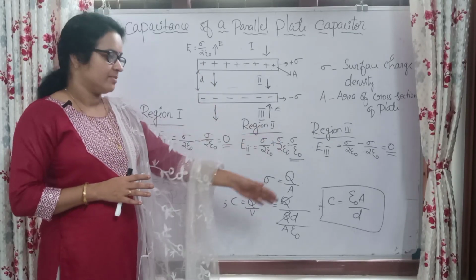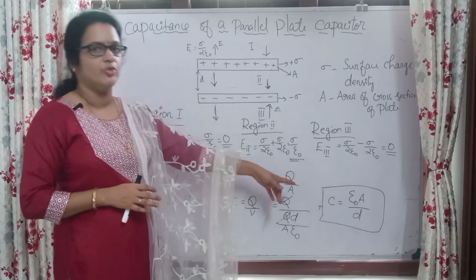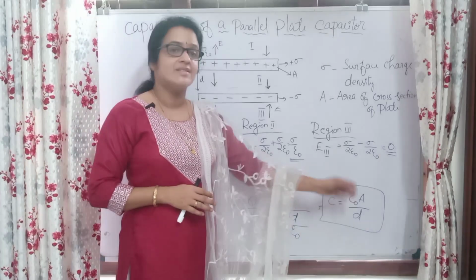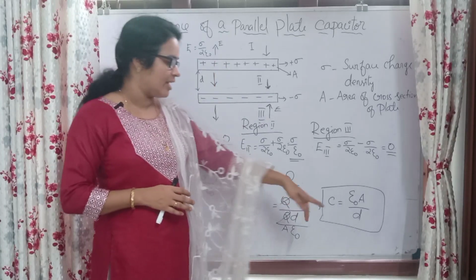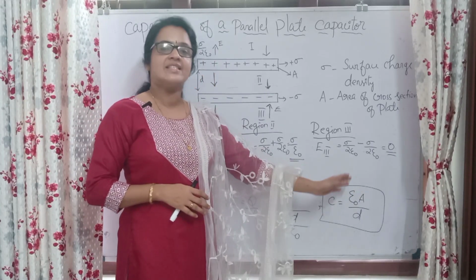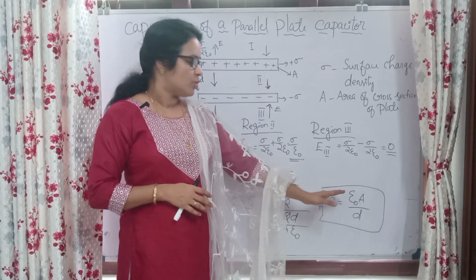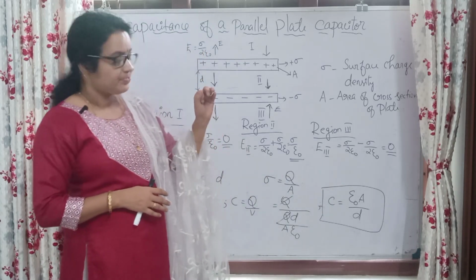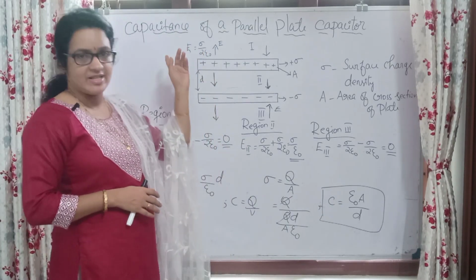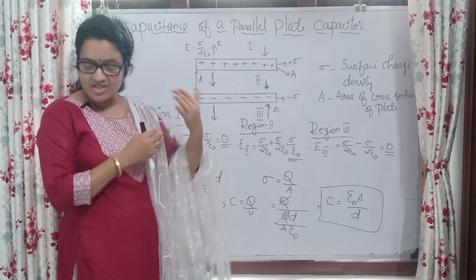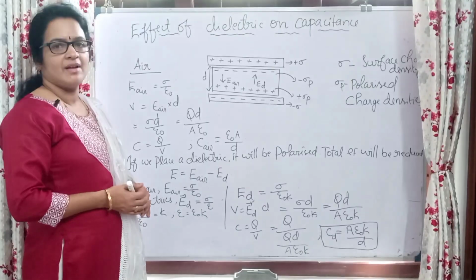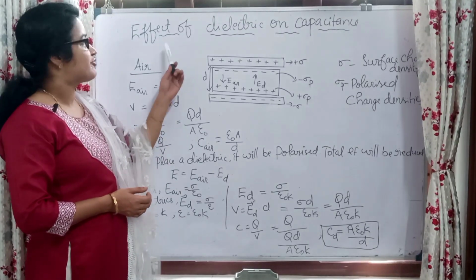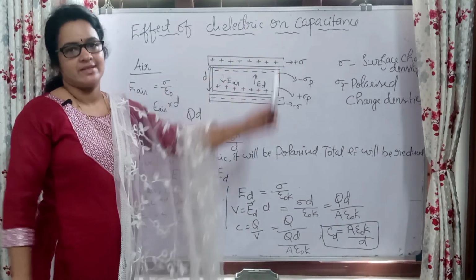Okay, it depends on the size, that means the area, then the distance, so size, shape and the medium. That means epsilon 0, why are we writing epsilon 0 here? Because this medium is taken as air. That is why we are taking the value of epsilon 0 here, otherwise that will be epsilon, right? So these three factors are the factors on which the capacitance of a parallel plate capacitor depends. That means the shape, size and the medium. Clear?